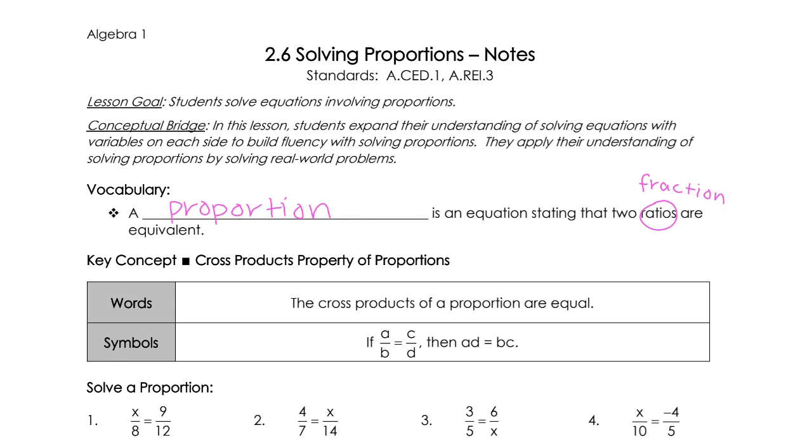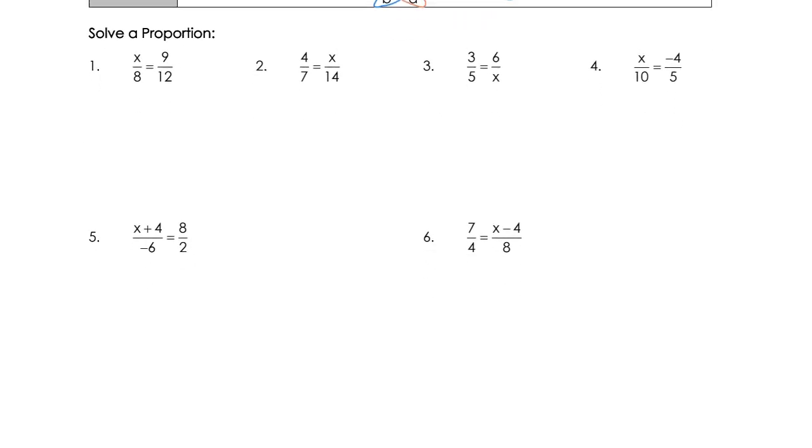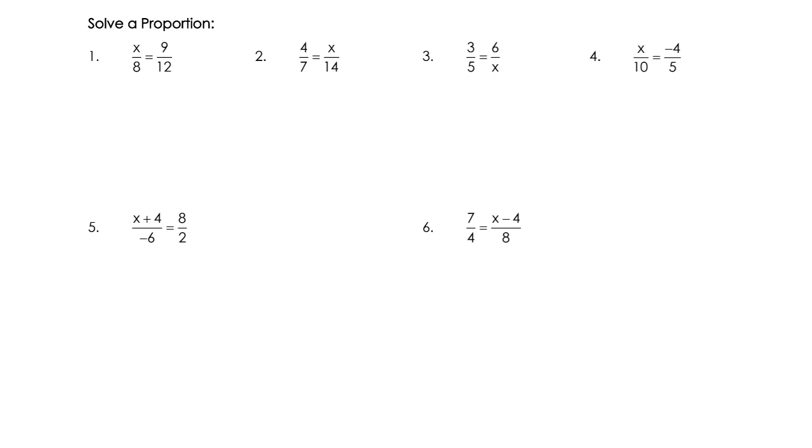Our little key concept here is the cross products property of proportions. This tells you that the cross products of a proportion are equal. So if you have A over B equals C over D, then you can multiply A and D and set that equal to B and C over here. So with that in mind, we're going to go ahead and look at our examples here.